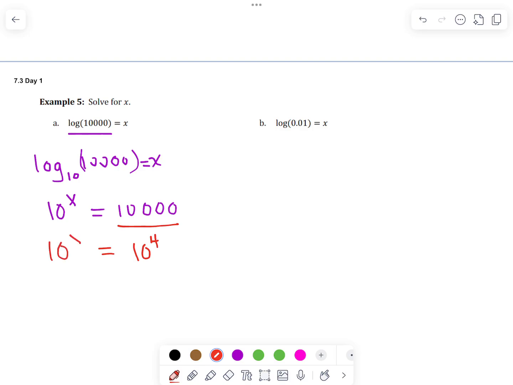And then I have 10 to the x on the left. Now I can use my 1-to-1 property. My bases are the same, so my exponents must equal. So x equals 4 in that equation.